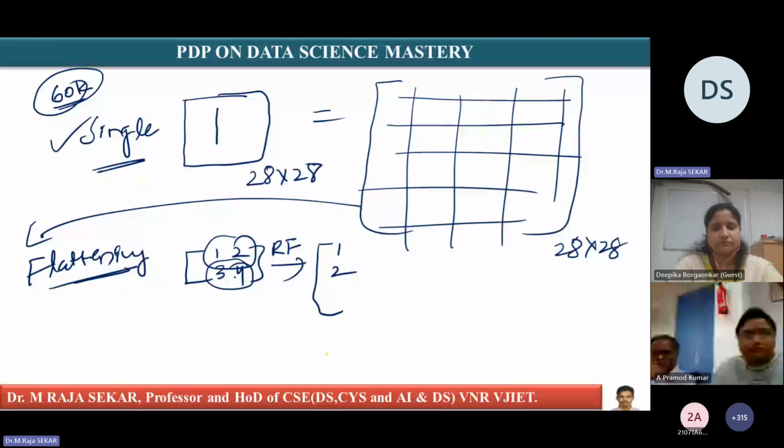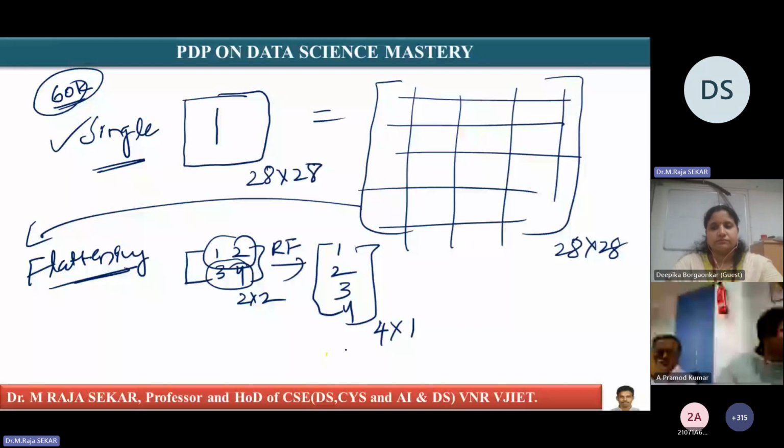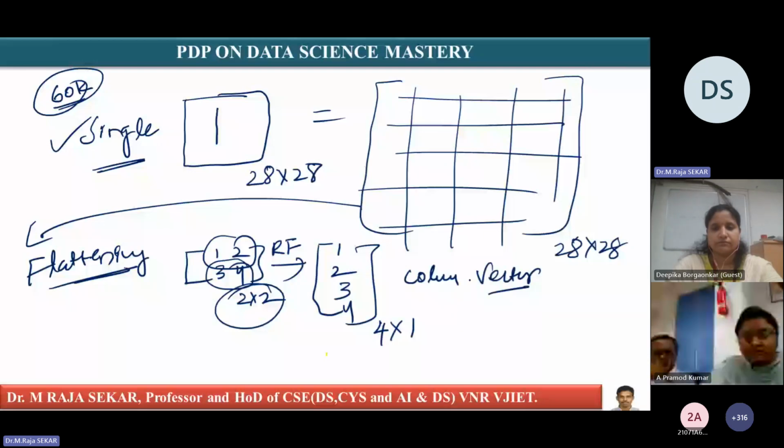Please try to mute yourself. The second row I am keeping like this. Actually, this is a 2 by 2 matrix. I'm converting this 2 by 2 matrix into a 4 by 1 column vector. By default, if I say vector, what does it mean? It is a column vector. This 2 by 2 matrix is converted into a 4 by 1 column vector. In a similar manner, 2 into 2, 4, we are converting into a 4 by 1 matrix. A 4 by 1 matrix is a column vector, isn't it? By default, it's a vector.